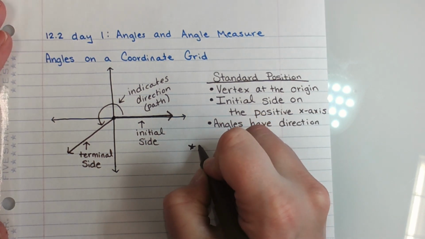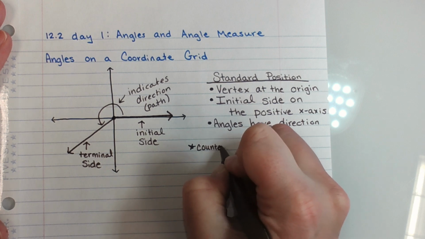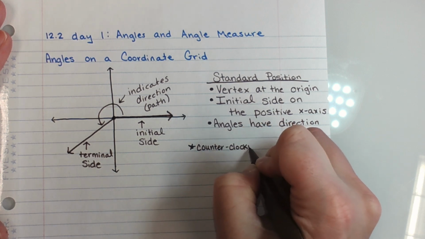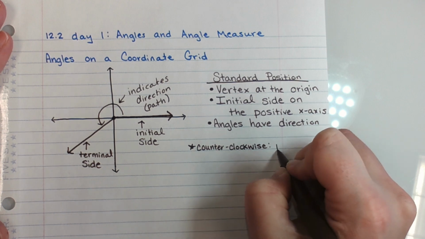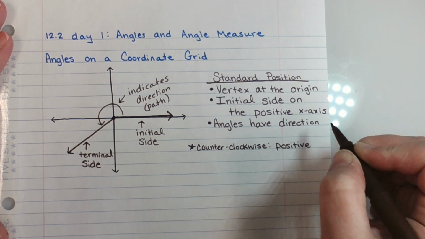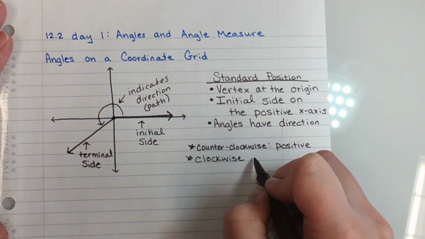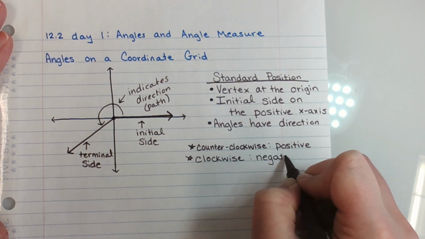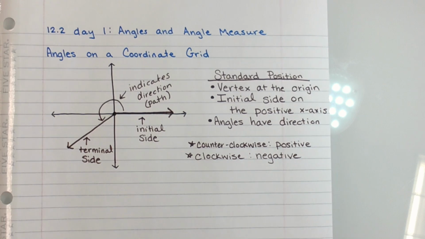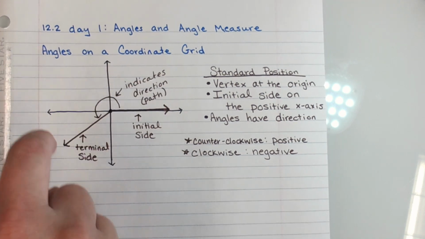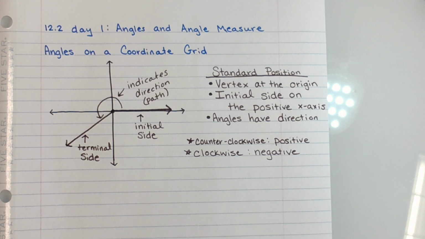If the angle is going counterclockwise, it is a positive angle. If it's going clockwise, it is negative. Now, a lot of people are like, why? Why the heck is counterclockwise positive while clockwise is negative? And it has to do with the quadrants. On a graph, you have 4 quadrants. That one, that one, that one, and that one. Do you remember how they're numbered?